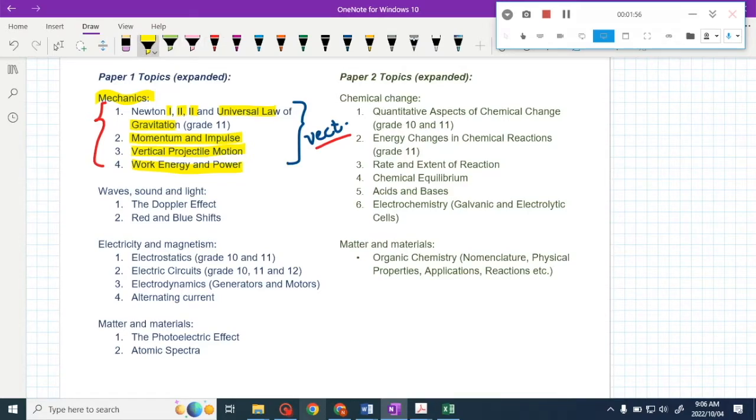Doppler effect, don't neglect redshifts. Normally it's few marks, but sometimes they can change the whole scenario and make it evolve around light. So make sure you're familiar with your redshifts.